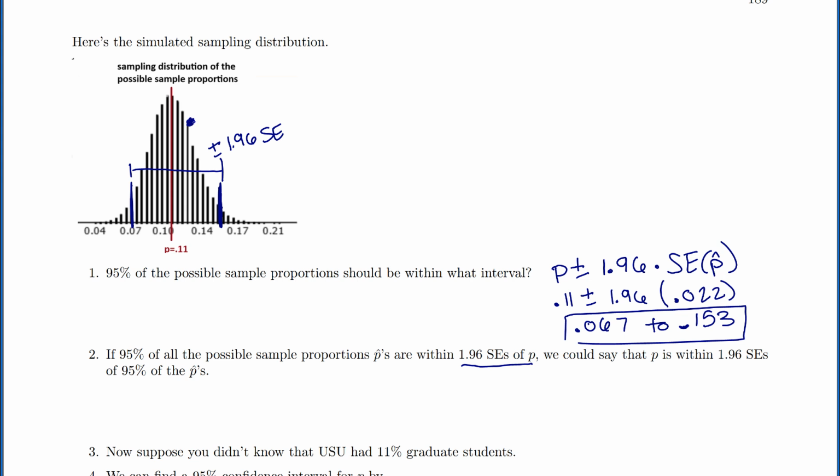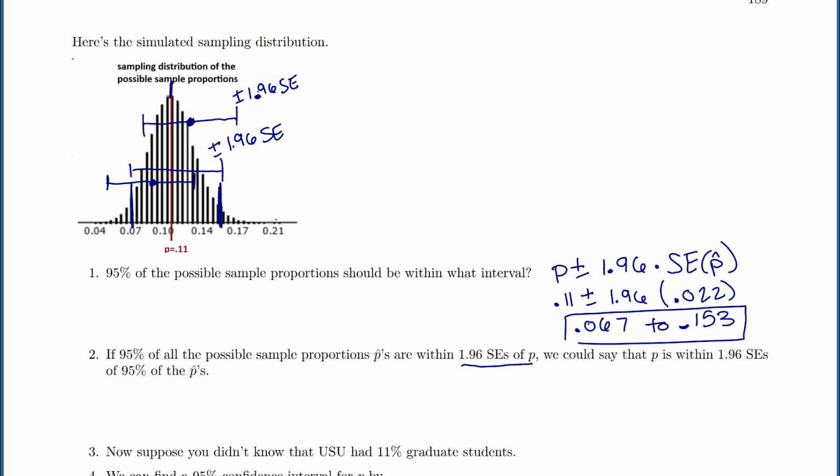If I got this sample proportion and I went out the same distance of plus or minus 1.96 times the standard error, does that include my population proportion? Yeah, that's within that range, it would hit my population proportion. What if I picked another one, like say right here, and I went out that same distance of plus or minus 1.96 standard errors? Notice that interval would include my population proportion P.